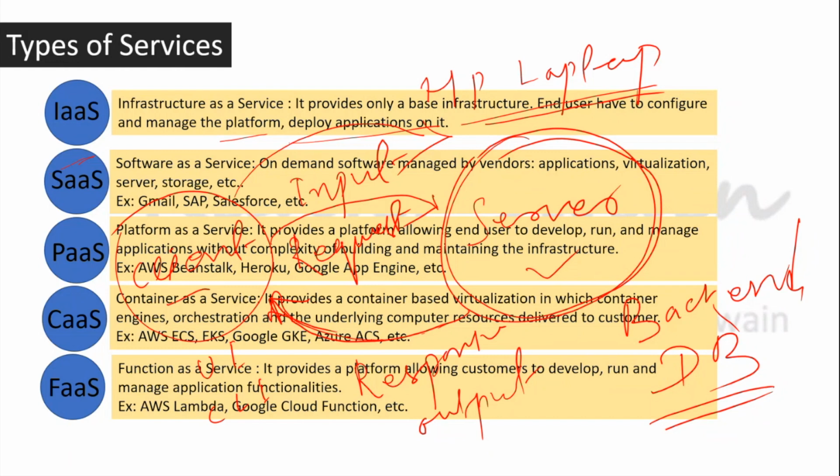HTML is Hypertext Markup Language. CSS is Cascading Style Sheet. It is required for UI design. Yes, sir. Exactly, so Cascading Style Sheet.